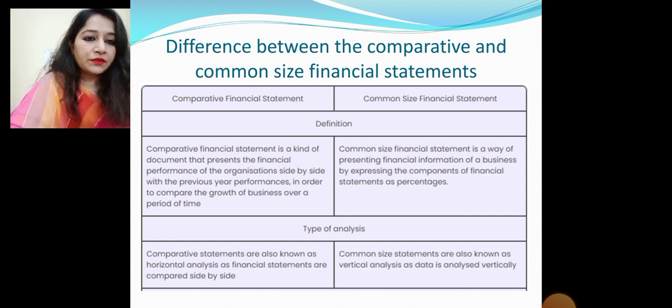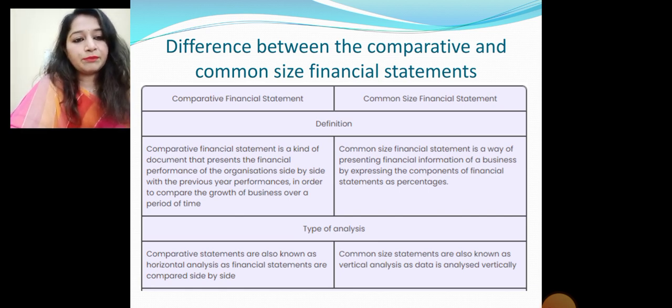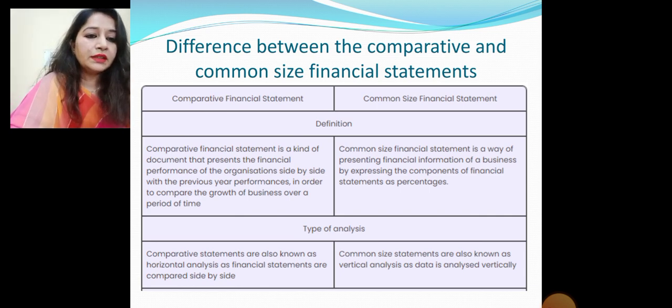Next, common size financial statement. Common size financial statement is the way of presenting financial information of the business by expressing the components of financial statement as percentages. Next, type of analysis. Comparative statements are also known as horizontal analysis, as financial statements are compared side by side. Common size statements are also known as vertical analysis, as data is analyzed vertically.